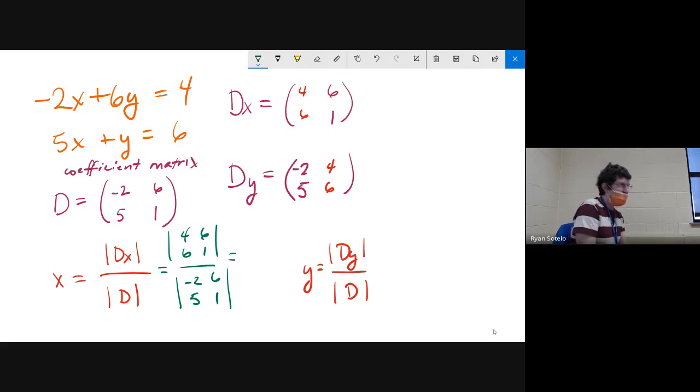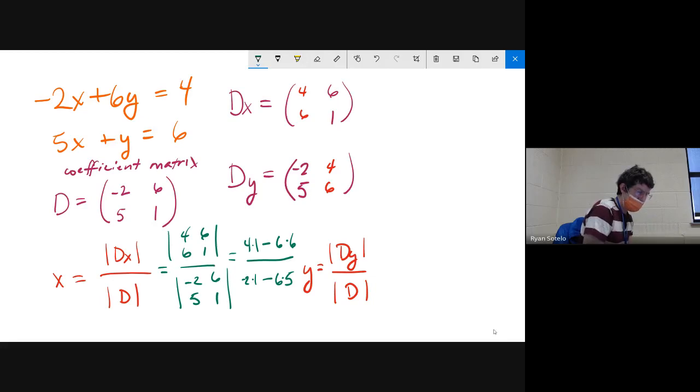And if you recall, taking the determinant of the matrix was you multiply this diagonal, 4 and 1, and subtract the product of this diagonal. And over in the one underneath, you'd have negative 2 times 1 minus 6 times 5.